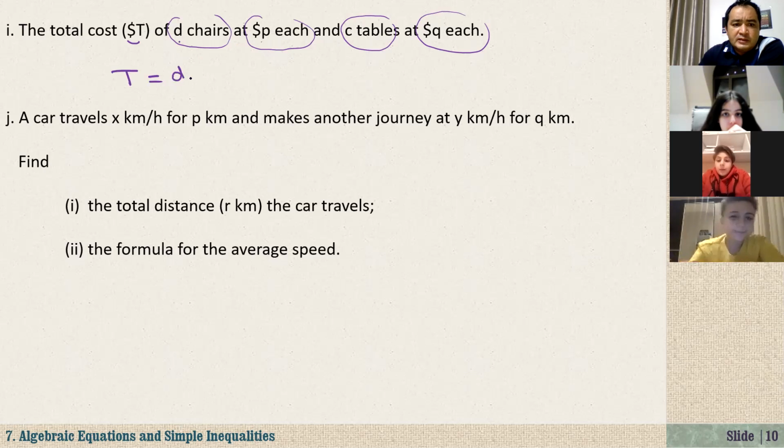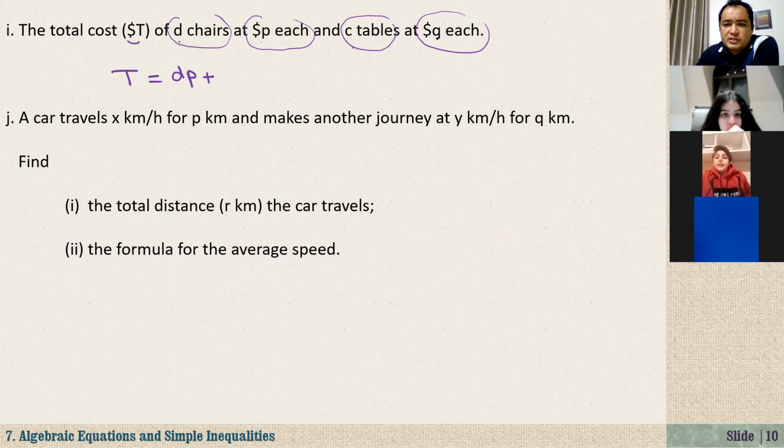So we have to pay D times P. Plus you are buying C tables and each one is Q, so we have to pay C times Q. And actually the unit is in dollars, right? For example, if you buy 5 chairs, each one is $4, 5 times 4, you have to pay $20. And you are buying 3 tables, each one is $8, 3 times 8, that is $24. Altogether, 20 plus 24 is equal to 44.